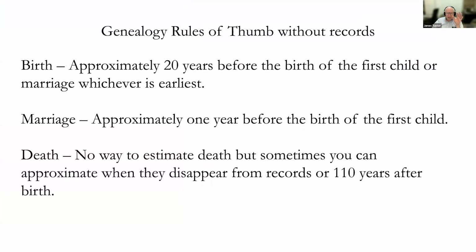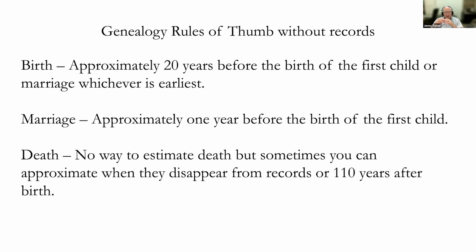Now, these are the most common ones. Your experience with these may differ, but the genealogical rule is: a birth is approximately 20 years before the birth of the first child, or marriage, whichever is earliest. Now, immediately you're going to look at that and say it's not accurate, because a person could get married at 14, or they might not have gotten married until they were 26 or 30, and didn't have any children until after that.